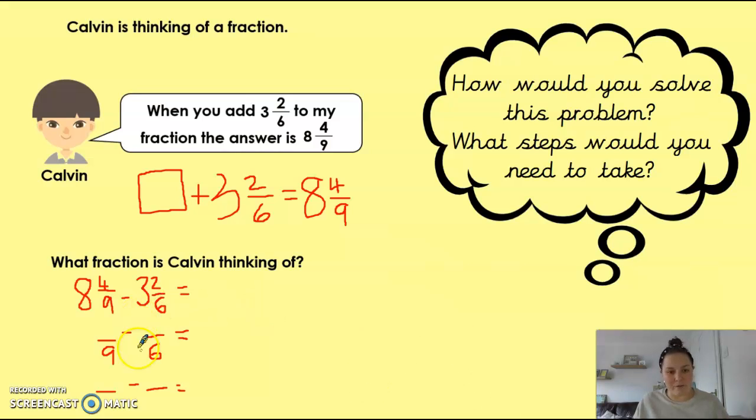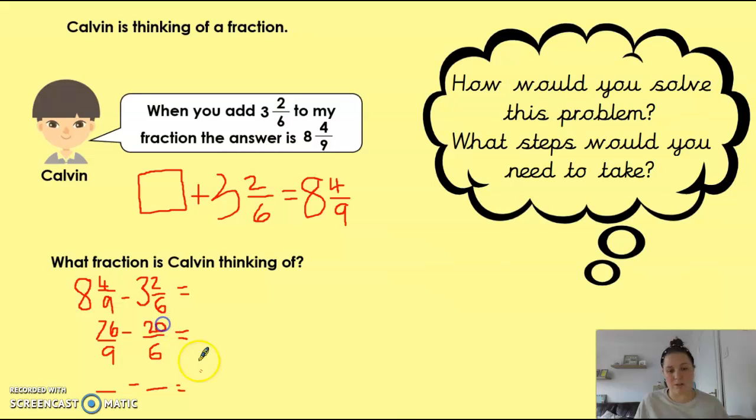So I have written that out here. The first thing that I have to do is make it an improper fraction. So again, 8 wholes, 8 lots of 9 is 72, add 4 more is 76. 3 lots of 6 is 18, add 2 is 20.